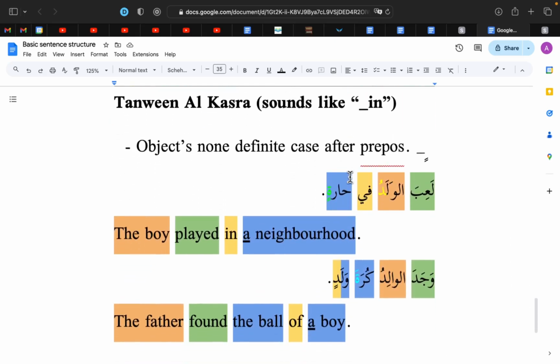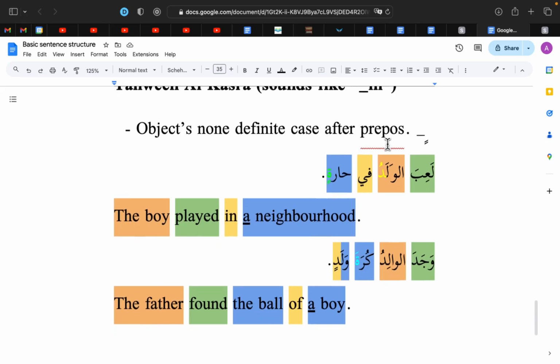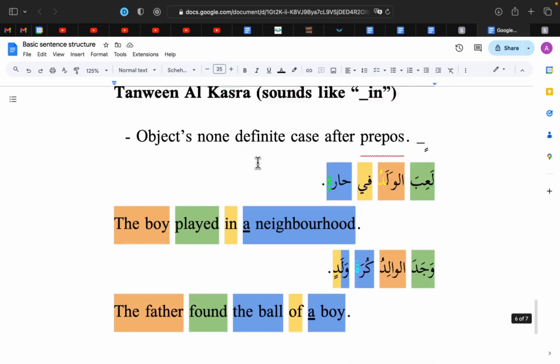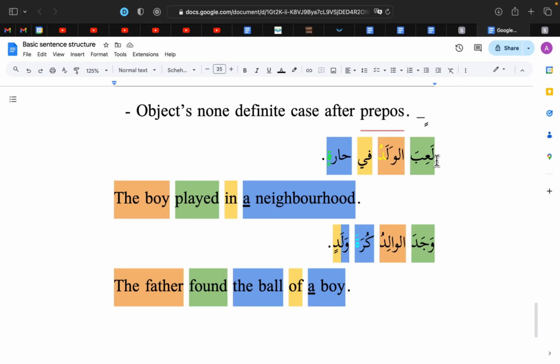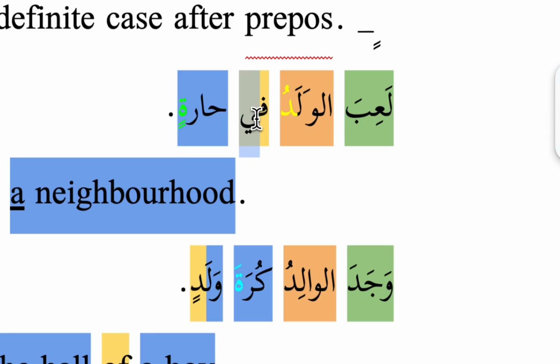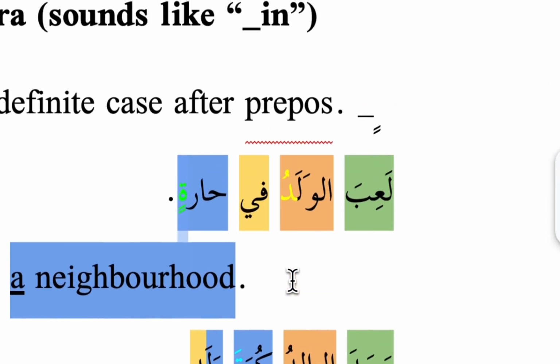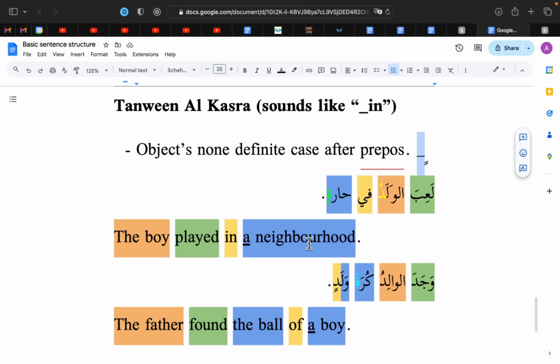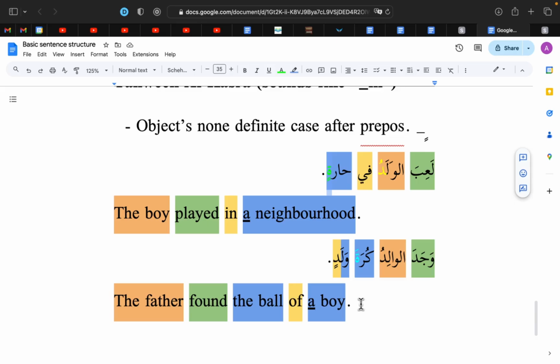And tanween al-kasra sounds like in. It's for the object's non-definite case after a preposition or in the possessive case, right? Which we talked about above here in possession or idafa. So let's take a look at the two examples. لعب الولد في حارة. It follows a preposition and it doesn't have the al for the definite case. Therefore, it's going to have a tanween al-kasra, which is two kasras right below the letter. لعب الولد في حارة. So the boy played in a neighborhood, some neighborhood. We don't know which neighborhood, but some neighborhood. So it's going to end with tanween al-kasra.